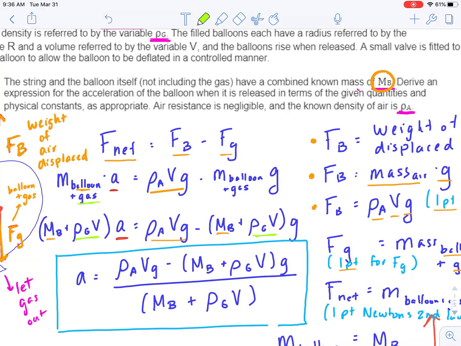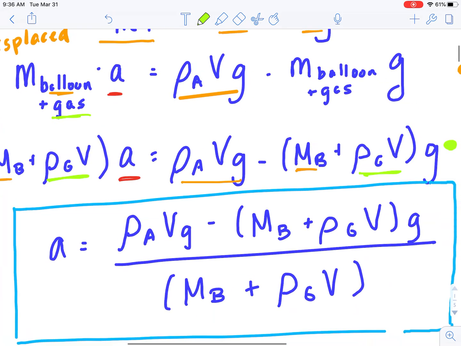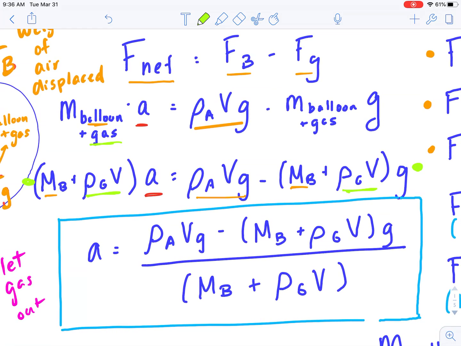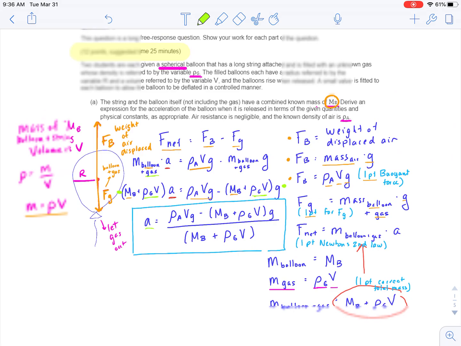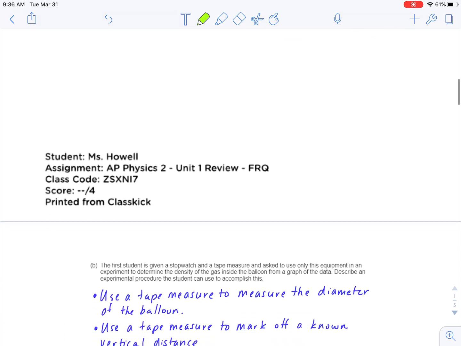So if you can get this written right here, if you can get that written, you are doing great, because the last step is just to rearrange it. The last step is just to solve for A. And when we solve for A, we get the equation that I've written there. Okay, let's try the next part.